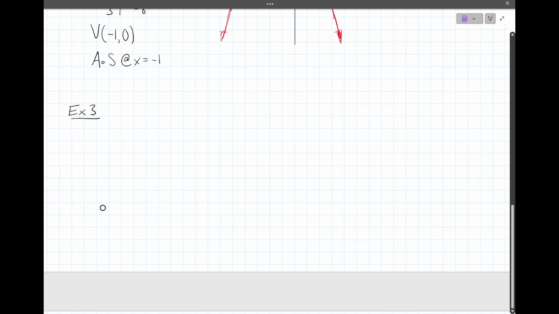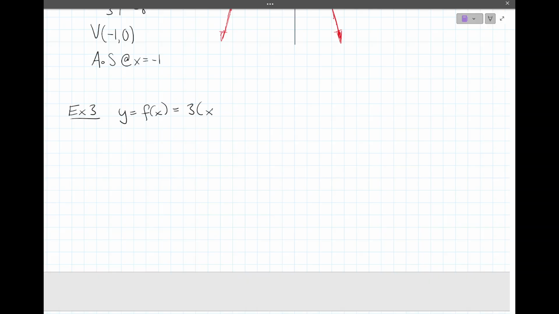Welcome back, math fans. Where we left off is we just finished examples 1 and 2. We'll be doing example 3 now, taking a look at this where we have y equals f of x, and this function is 3 times x minus 1 squared. So we have x minus 1 squared like that. And we're going to investigate it using the points.